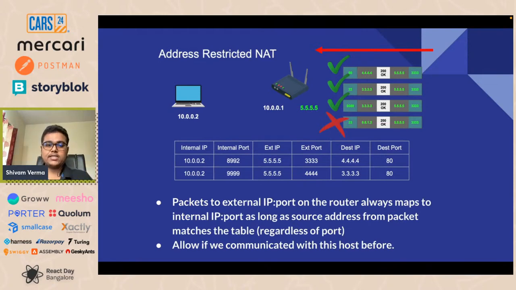So what happens in address restricted NAT is, the request responses which are coming from the request, it checks in the existing NAT table if this address exists in the NAT table or not. So basically if I have interacted with this address before, then I will let it go through to the private facing IP. Otherwise, I'll stop it right here. So that's address restricted NAT.